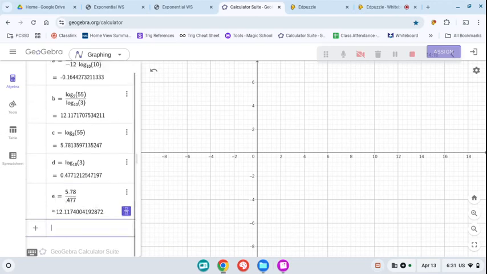Why is this doing that? 12.11. Plus 16 plus 16.